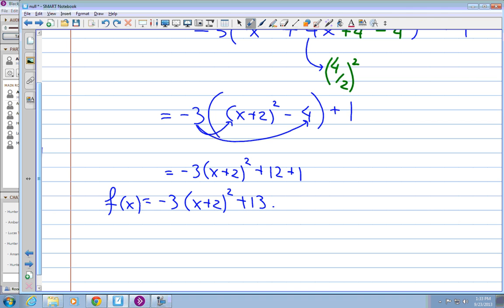The only thing that -3 does, it stretches the graph of the function, so it does not affect the vertex. It also flips the graph of the function. Again, it does not affect the vertex. The vertex will still be -2 and positive 13, right? That's the vertex, which is the maximum because of the negative in front. So the maximum of that function is 13. It happens when x equals -2.